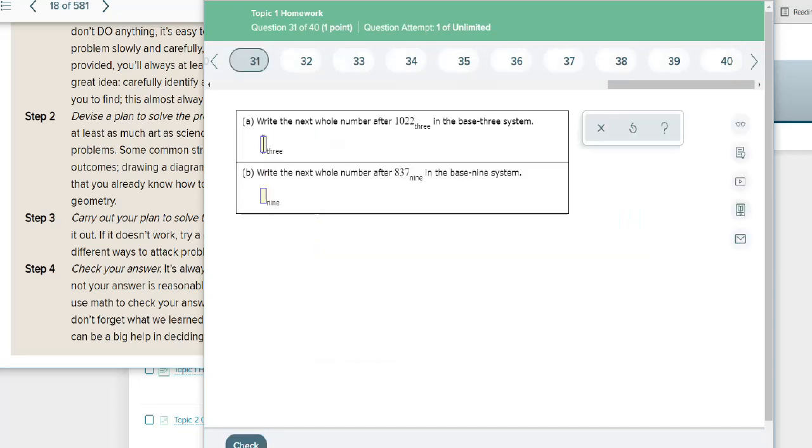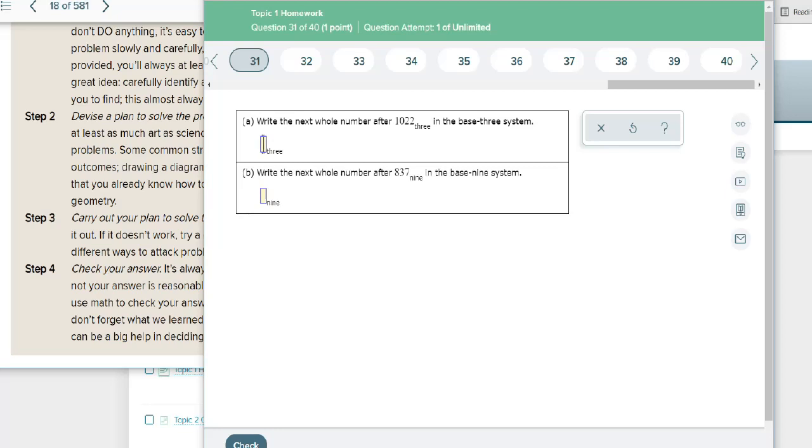All right. So this is problem 31. And what I want to point out is you have these digits 1, 0, 2, 2, and then a base. It's base 3. Now, in a base 3 system, you only have the digits 0, 1, and 2. Like in our base 10 system, we have 10 fingers, base 10. We have digits 0 through 9. So whatever the base is, the digits that you're allowed to use is one less than that because it includes 0.